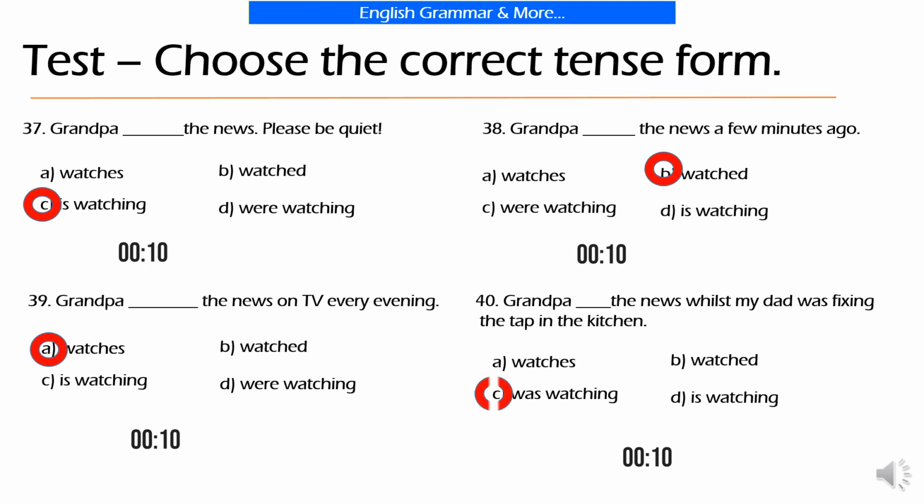The correct answer is C. Grandpa was watching the news whilst my dad was fixing the tap in the kitchen. Here, we chose the past continuous tense form because the clause sentence here, which was in the past, indicated the other action also was in the past and was in a continuous mode.